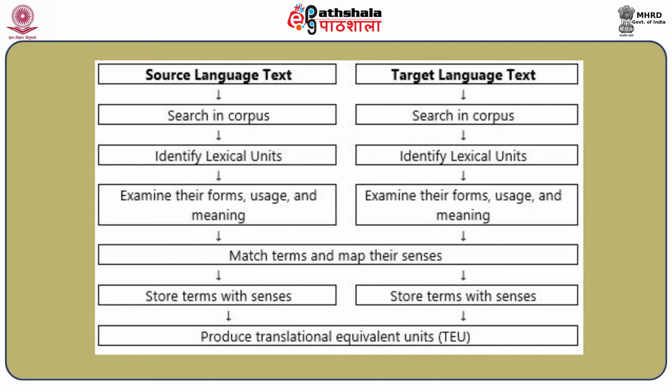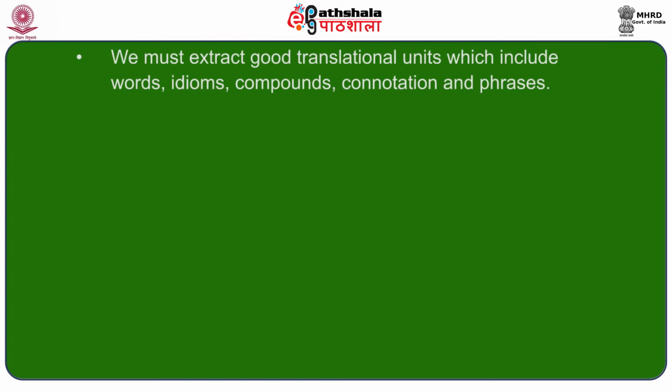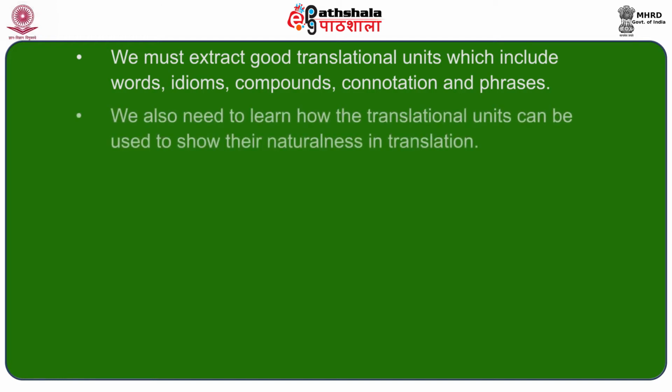from the corpus. There are certain factors, certain issues that have to be kept in mind. In general, when we extract the translational units from a parallel translation corpus, we have to keep in mind what are the things we are going to expect and how they are going to be utilized in future. We have to keep in mind that we must extract good translational units, which include words, idioms, compounds, collocations, and phrases. Also, we need to learn how these translational units can be used to show their naturalness in translation.